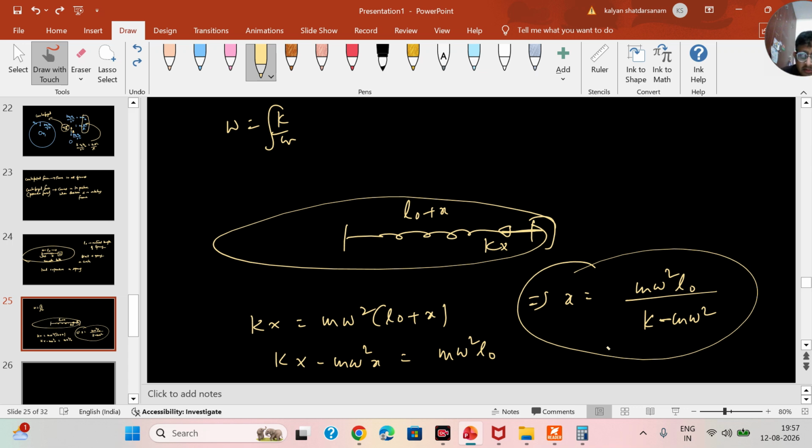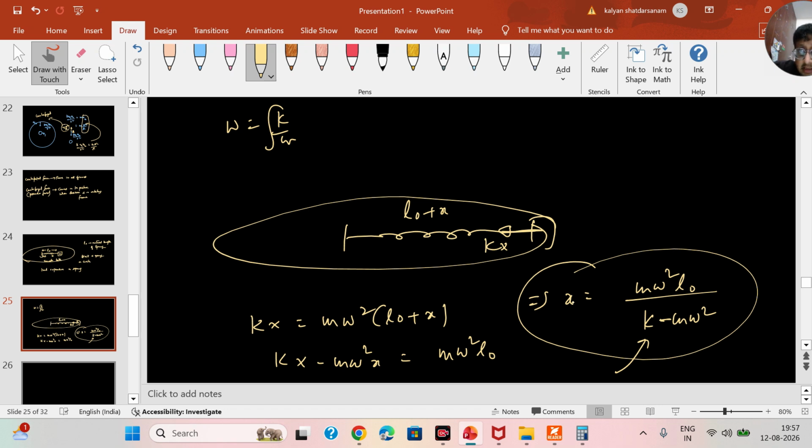Why does it have to expand by an infinite amount if you want to rotate with this angular speed? You can see from the mathematics that if omega is root k by m and you put it here, x will be infinity. The expansion in the spring will be infinity. But why like that? Physically, what is happening here?